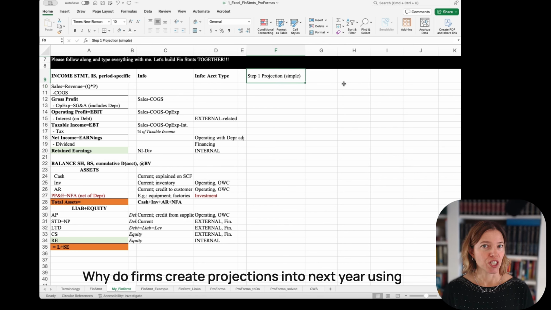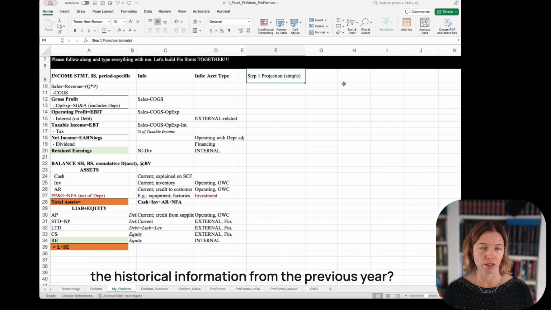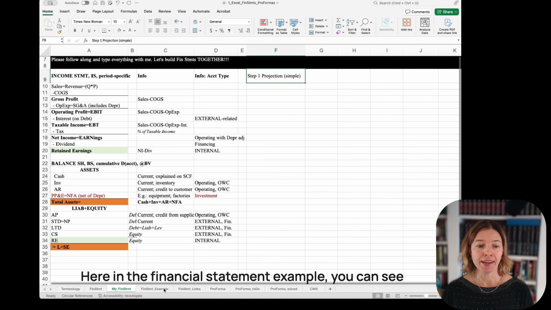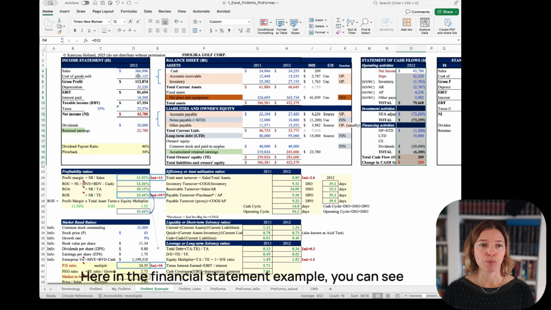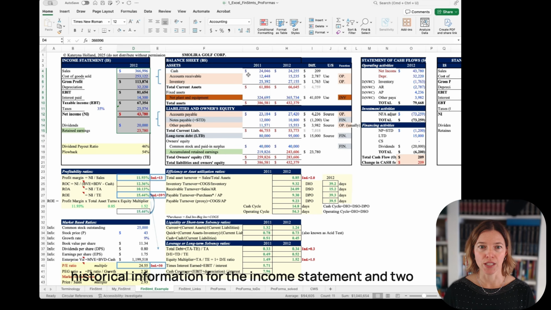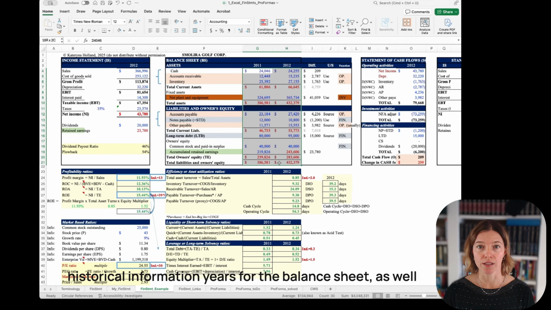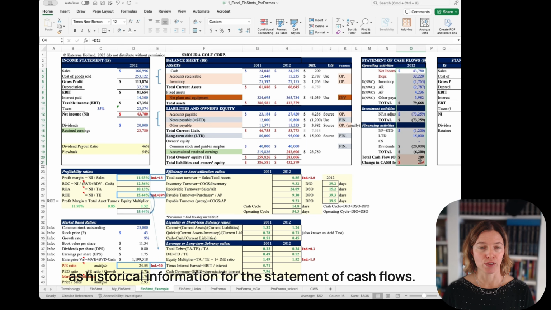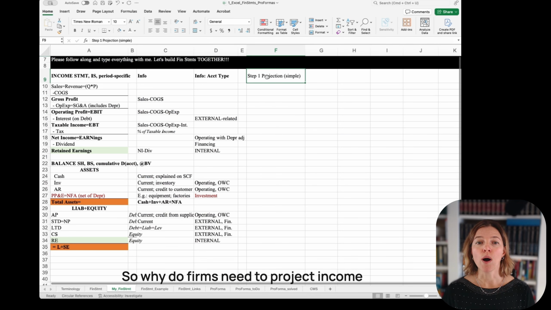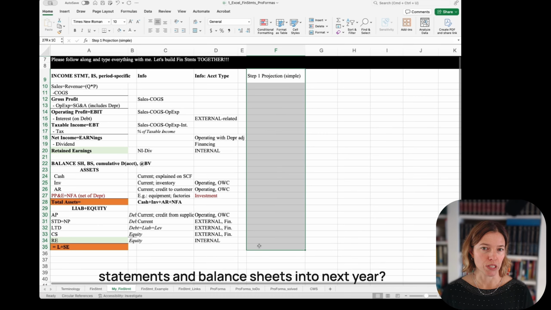Why do firms create projections into next year using the historical information from the previous year? Here in the financial statement example, you can see historical information for the income statement and two historical years of information for the balance sheet, as well as historical information for the statement of cash flows. So why do firms need to project income statements and balance sheets into next year?